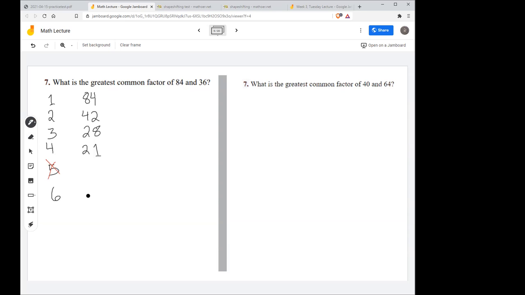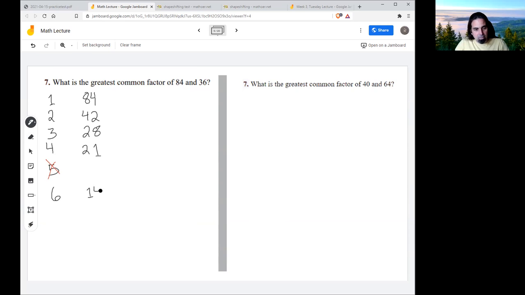14. Okay. Does 7 work? That one you just have to try. There's no shortcut. And it does. 84 divided by 7 turns out to be 12.